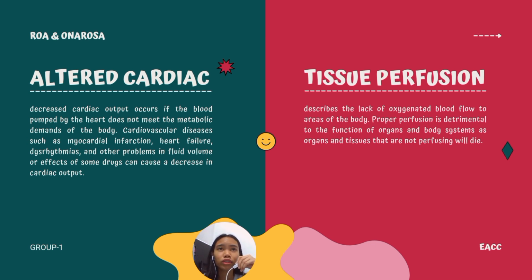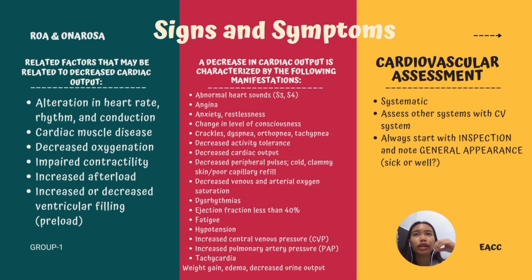So cardiac output is the amount of blood pumped by the heart per minute. It is the product of the heart rate, which is the number of beats per minute, and the stroke volume, which is the amount pumped per beat. So cardiac output equals heart rate times stroke volume, usually expressed in liters per minute. This slide shows the factors that may be related to decreased cardiac output. The signs and symptoms of a decrease in cardiac output are characterized by the following manifestations in the cardiovascular assessment.